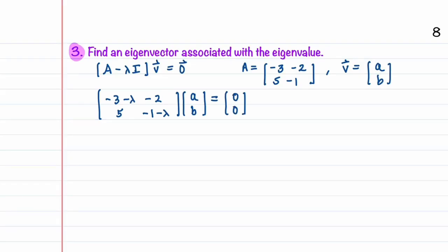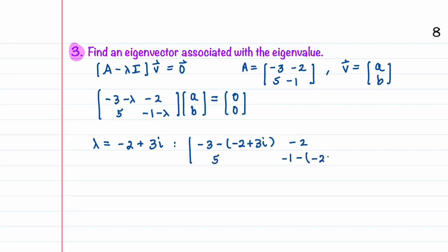In step 2, we found that our eigenvalue, at least one of them, was minus 2 plus 3i. I think it's just easier to work with the positive imaginary part. Let's now plug this in. We have minus 3 minus lambda, so this is minus 3 minus (minus 2 plus 3i). And then we have a minus 2, we have 5, and then minus 1 minus (minus 2 plus 3i). And this is going to multiply a, b, and it's going to be equal to 0, 0.